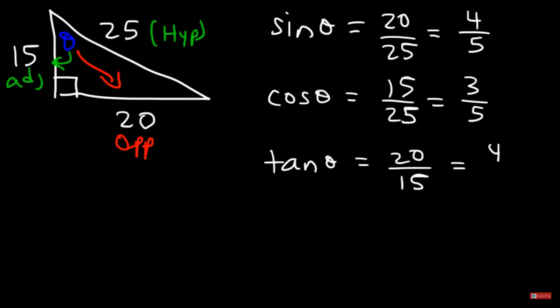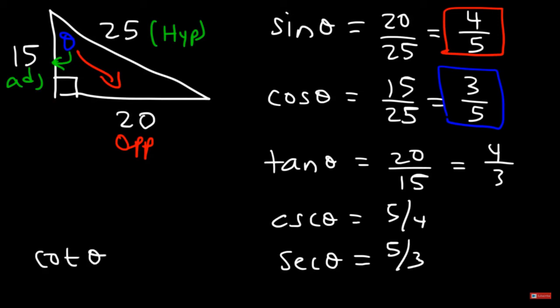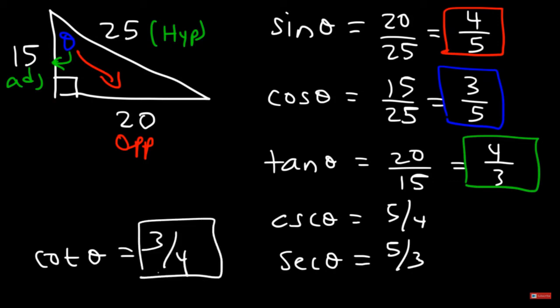Now, cosecant is the reciprocal of sine, so it's going to be 5 over 4, based on this value. And if cosine is 3 over 5, then secant, the reciprocal of cosine, has to be 5 divided by 3. Now, if tangent is 4 over 3, cotangent has to be 3 divided by 4. And so that's it for this problem.